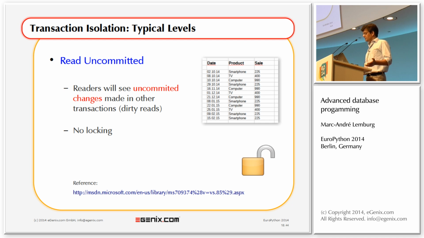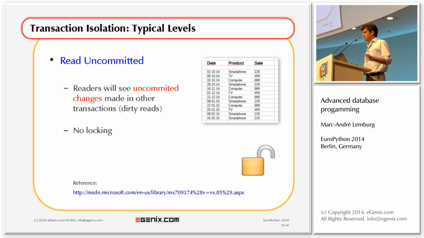The first one is the easiest one to implement. It's read uncommitted, which basically says you don't have any locks. With the read uncommitted isolation level, all the processes that you have that talk to your database will immediately see everything that changes in the database, even uncommitted changes. So strange things can happen.